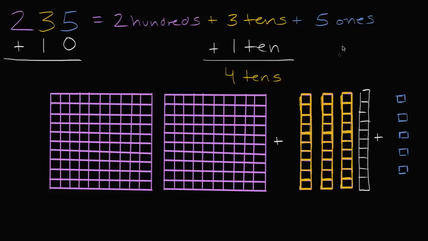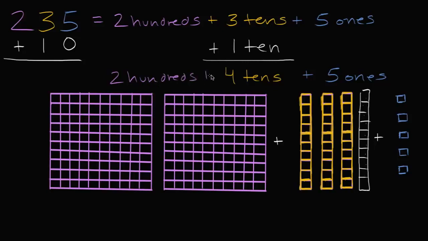I'm still going to have 5 ones. I'm not adding any ones there. And I'm still going to have 2 hundreds. I'm not adding any hundreds there.